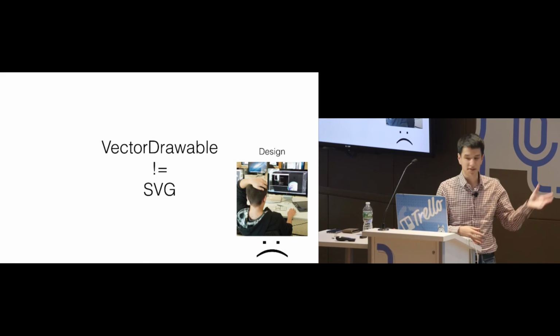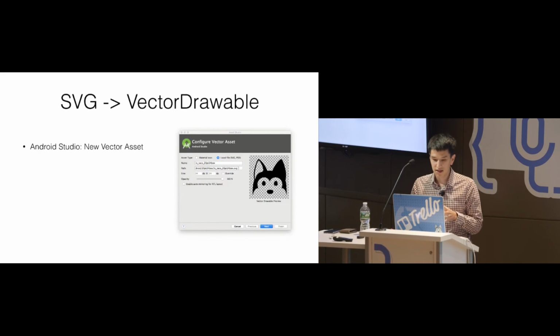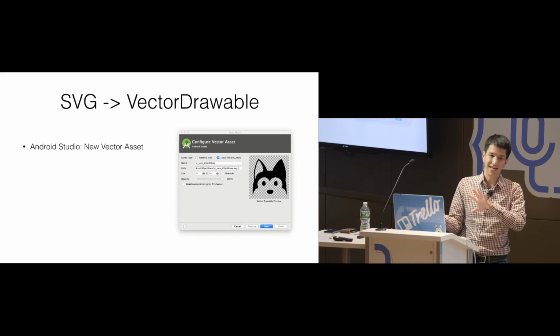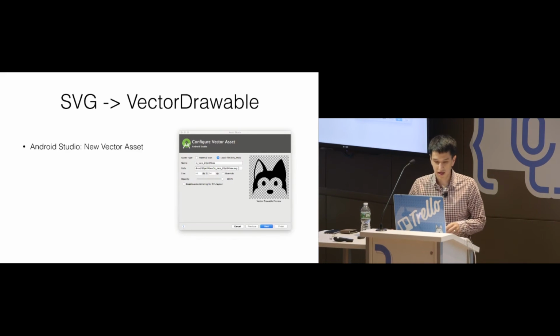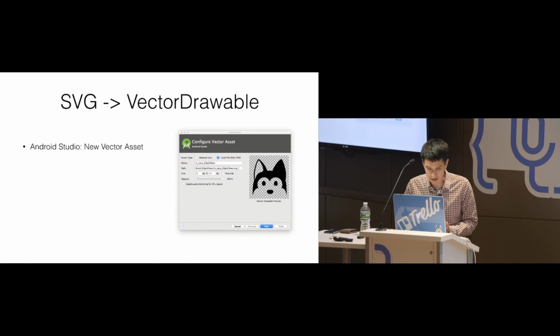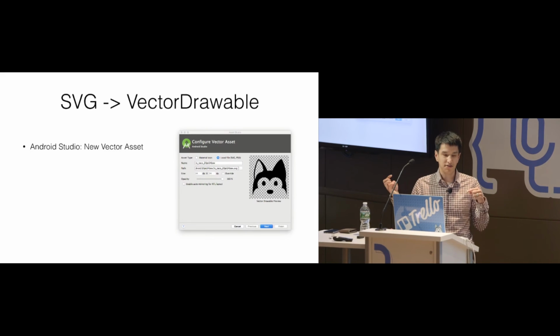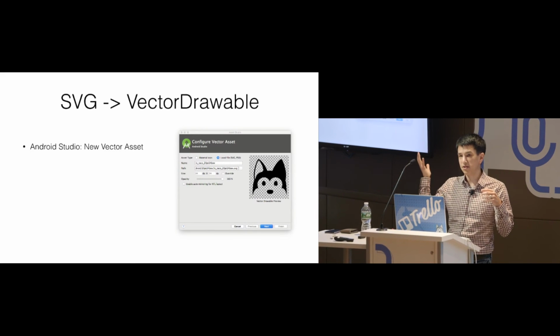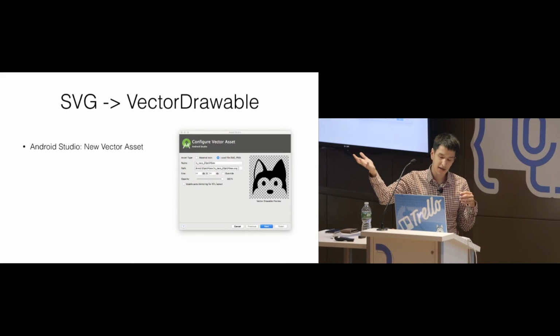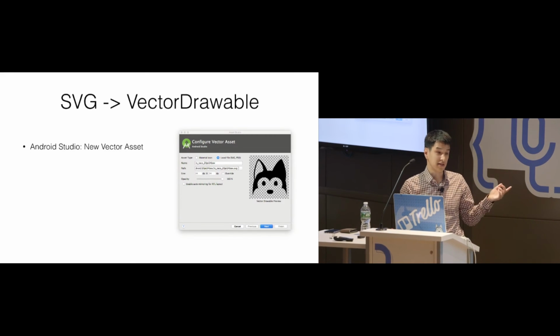So there are kind of two ways around this issue. One is to convert SVG to vector drawable. There are ways to convert SVGs into vector drawables, and one of those is in Android Studio. There's a new Vector Asset wizard that you can use. This allows you to take the SVGs that you get from design, and it'll automatically convert them into something that can be used on Android.